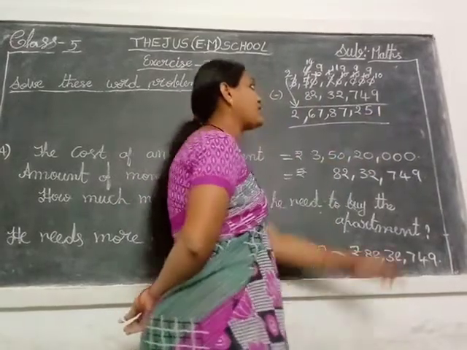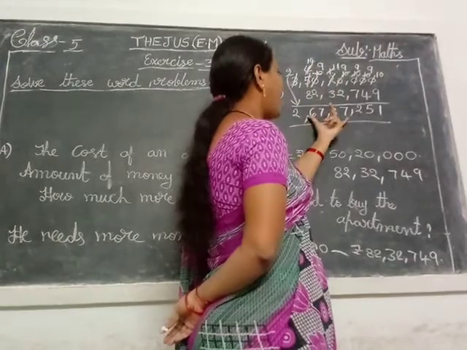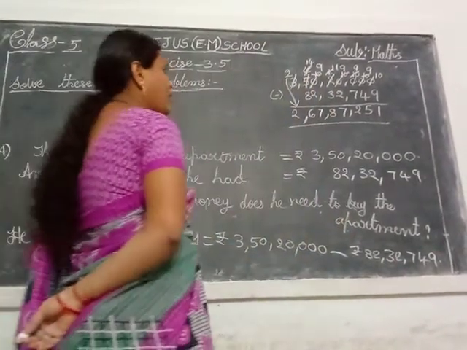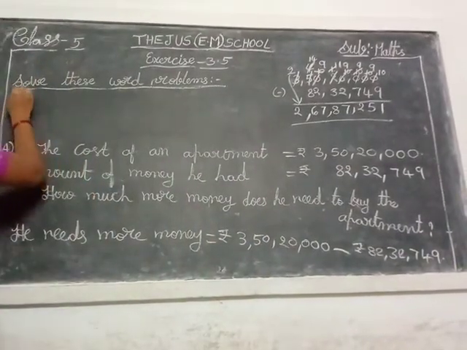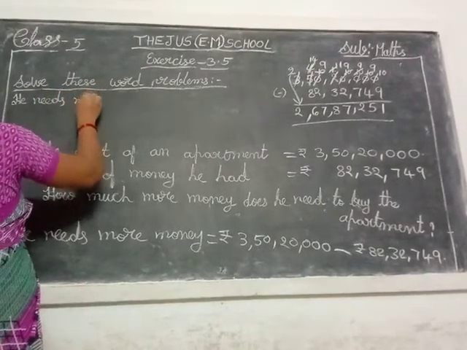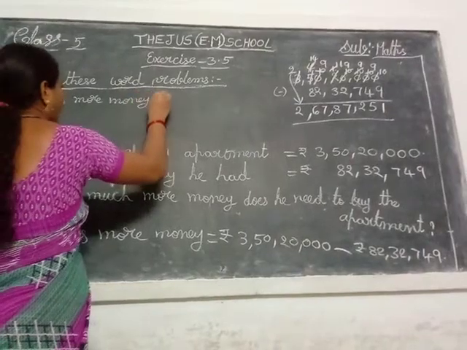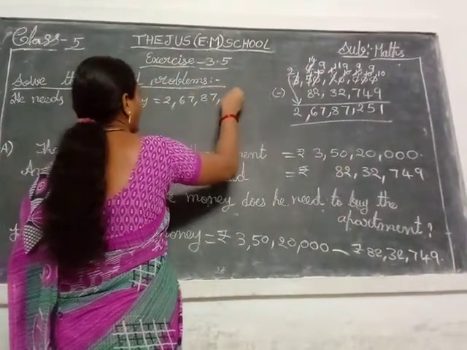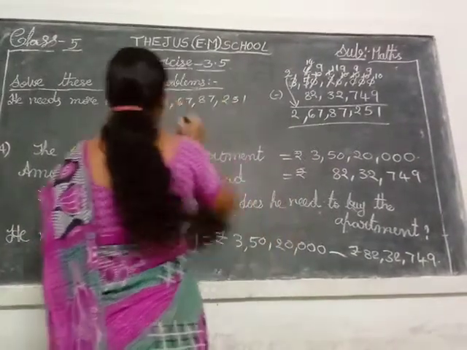Okay, children. First 0 is taking the borrowing. After this one also taking the borrowing. Becomes the answer is 2,67,87,251. So he needs more money equals 2,67,87,251 rupees. Mention the rupees also, children.